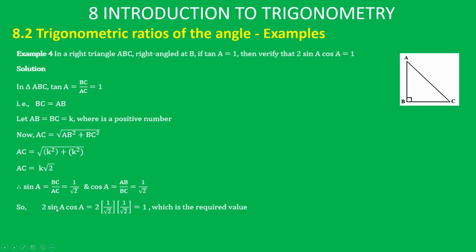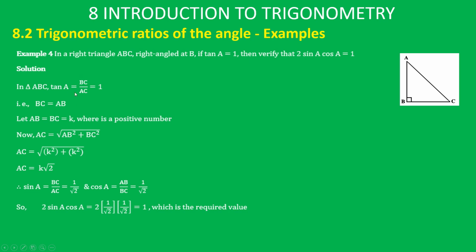Now 2 into sin A into cos A. 2 into 1 by root 2, that is sin A. And what is cos A? 1 by root 2. Okay, 2 into 1 by root 2 into 1 by root 2. 1 by root 2 into 1 by root 2 is equal to 1 by 2. So 2 into 1 by root 2 into 1 by root 2 is equal to 1, which is the required value.